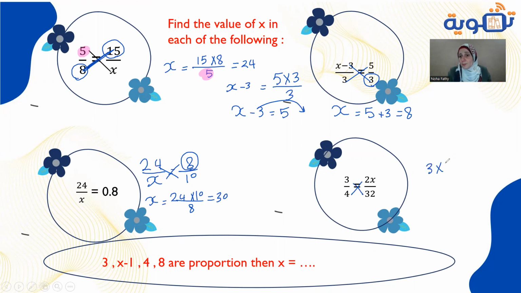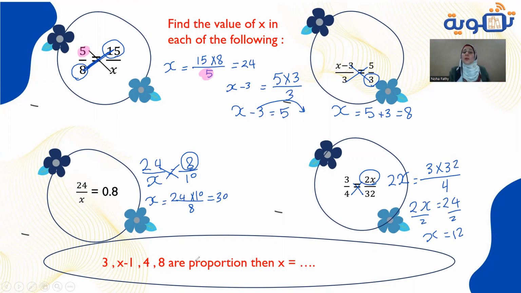Here is the same concept, cross multiplication. So I can write 3 times 32. Divide by the number opposite to x. Divide by 4. But this is x? No, this is 2x. So 2x equals 24. Then divide by 2, divide by 2. So x equals 12, like in an equation. I want the value of x alone.